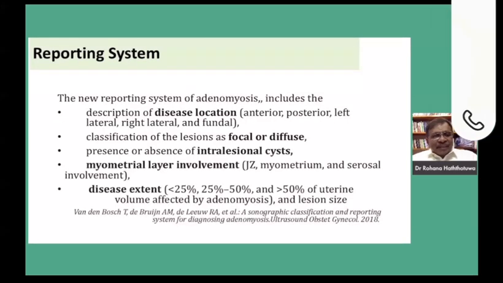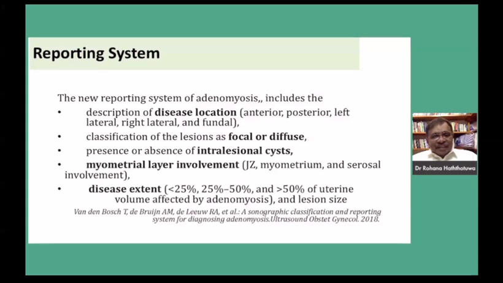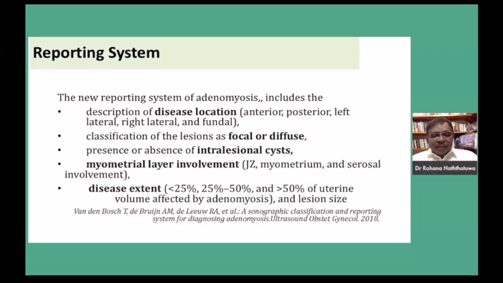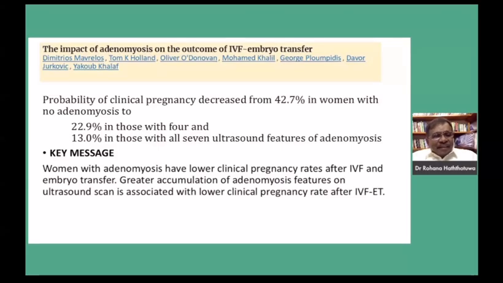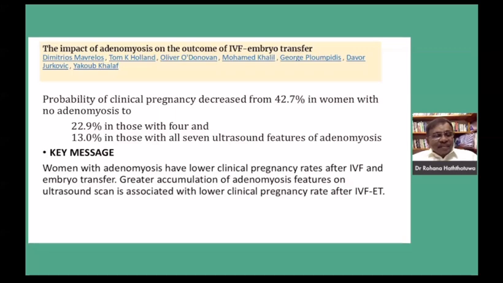And the new reporting system for adenomyosis includes description of the disease location, whether it is focal or diffuse, presence of intralesional cysts, whether the myometrial layer is involved, and the disease extent, how much of the uterine volume is affected. And so there are several theories for the mechanism of infertility. Women with adenomyosis have lower clinical pregnancy rates after IVF, and when there are more adenomyosis features on ultrasound scan, it is associated with a lower clinical pregnancy rate.